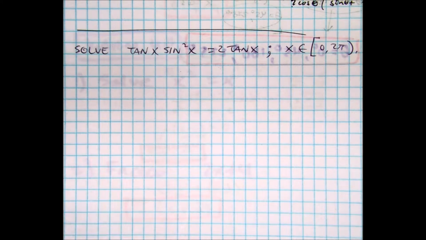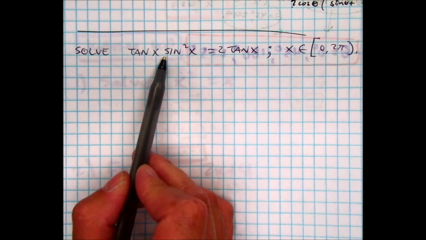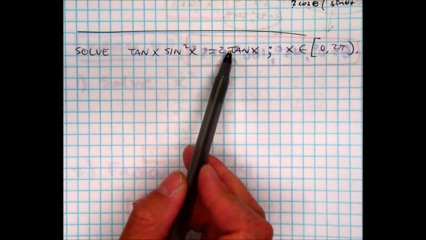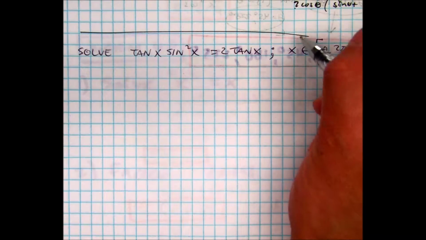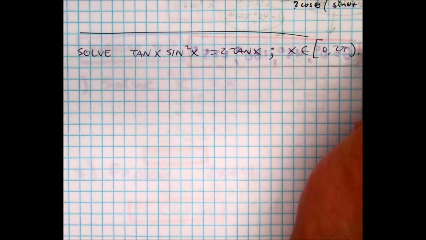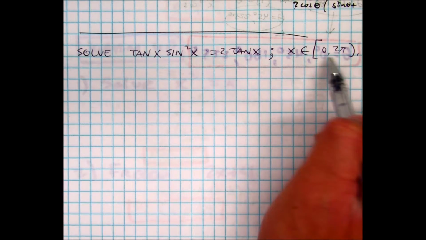And this problem tells me solve tangent x times sine squared x equals 2 tangent x. And then it tells me this symbol is new. They call it x is an element of this interval. x is an answer between 0 and 2 pi.